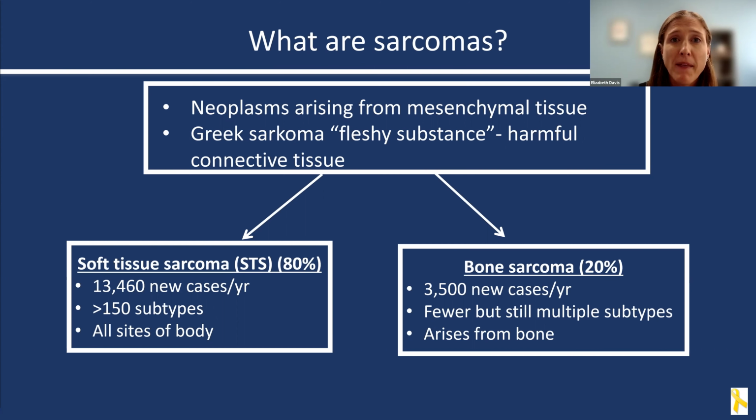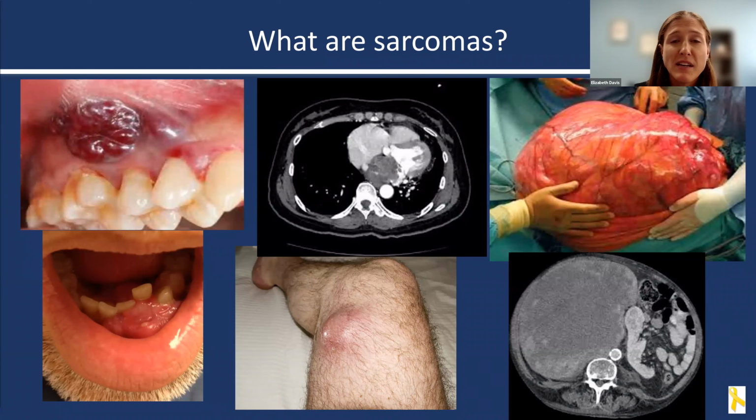body. Here you see representative images from 6 people living with sarcoma. On the far left of your screen are 2 images of sarcomas arising within the oropharynx. In the middle of your screen on the top, you see a cardiac sarcoma. On the bottom middle, a sarcoma that's affecting the extremity. On the top right, a sarcoma that was resected from the abdomen. And on the bottom right, a sarcoma arising from the liver.